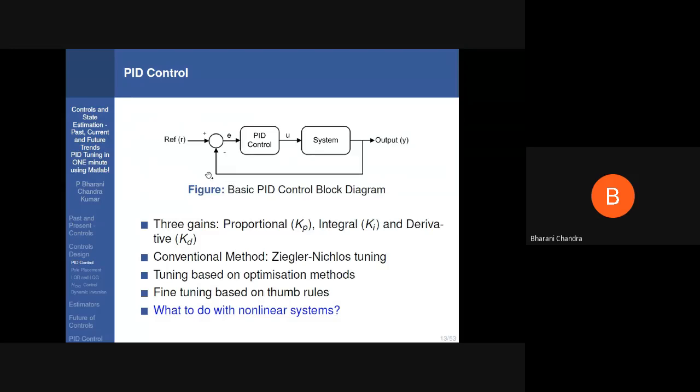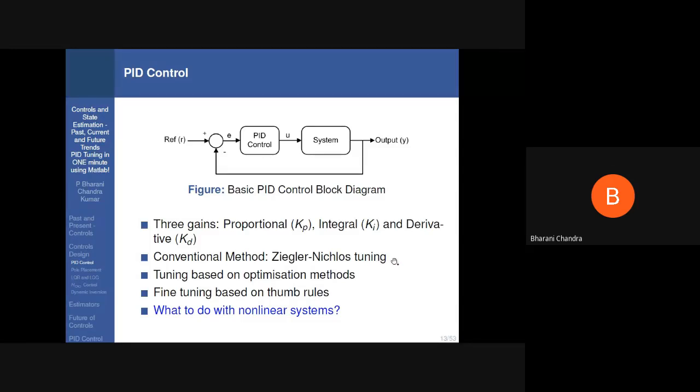The plant output is compared with the reference, and whatever the error is, it is given to the PID controller, which will provide the desired control input to the plant. So when I say the PID controller, it is nothing but the proportional, integral, and derivative control. What are they? We'll discuss in more detail in the hands-on session. And the conventional method is called the Ziegler-Nichols tuning method.